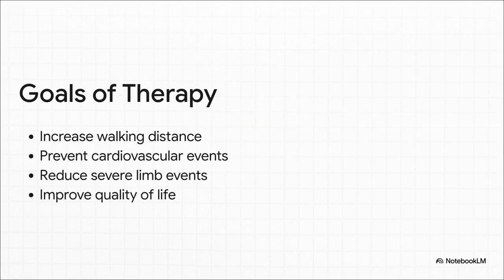So this means our goals as clinicians have to attack this from two angles. Of course, we want to help them walk further and feel better, improve their quality of life, but just as critically, we need to be really aggressive about preventing those major cardiovascular and limb events. We're talking heart attacks, strokes, amputations, and ultimately preventing death.